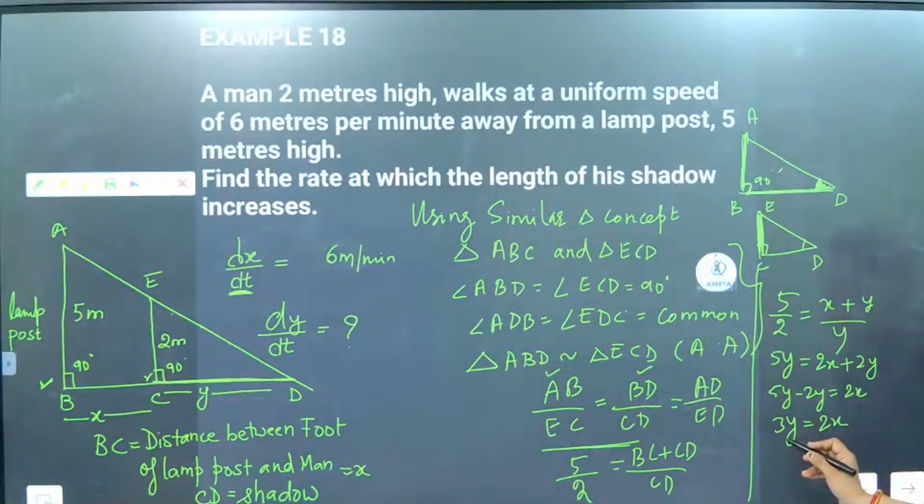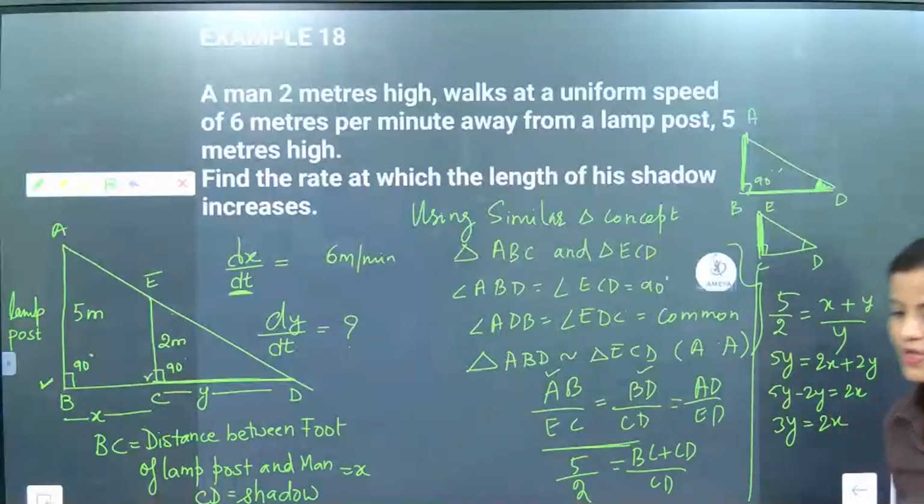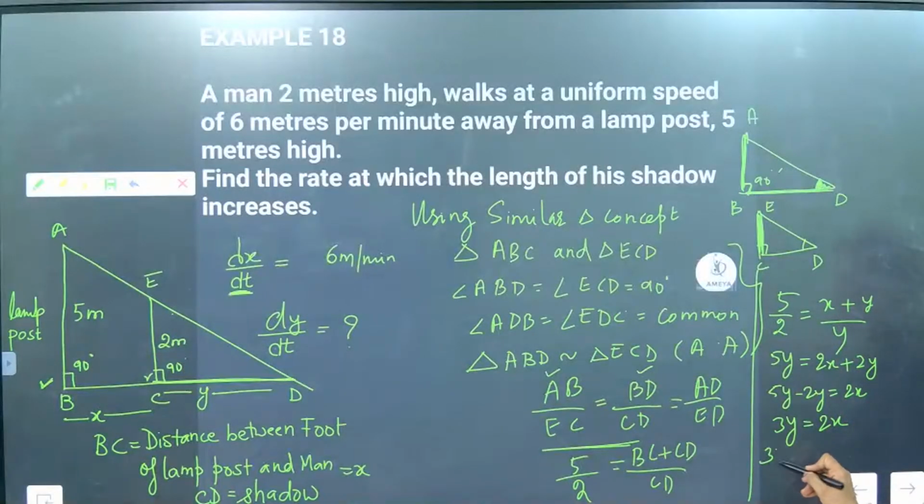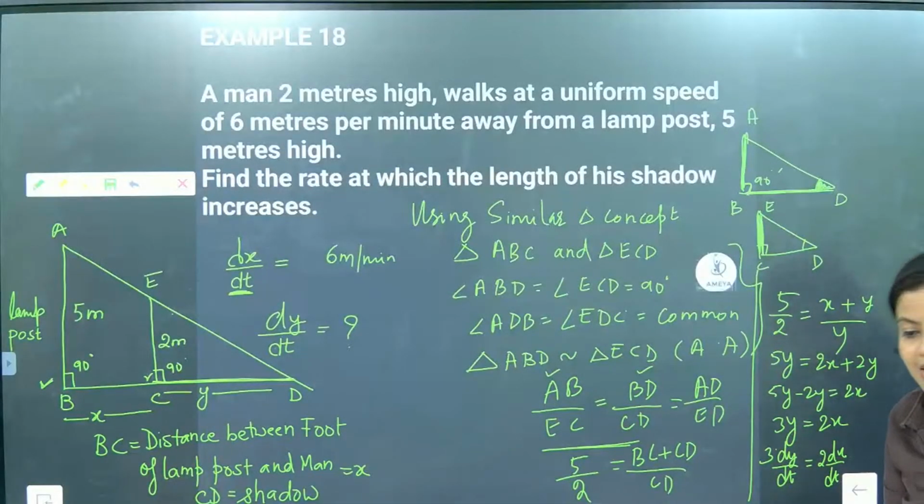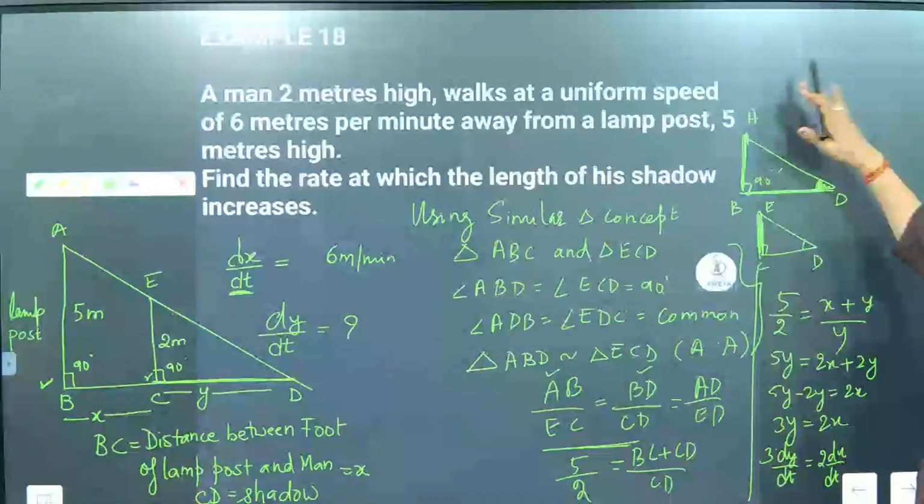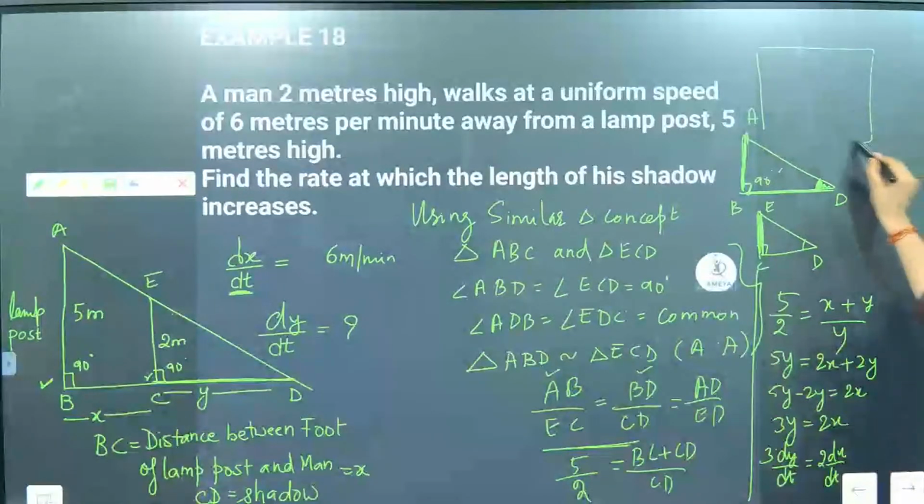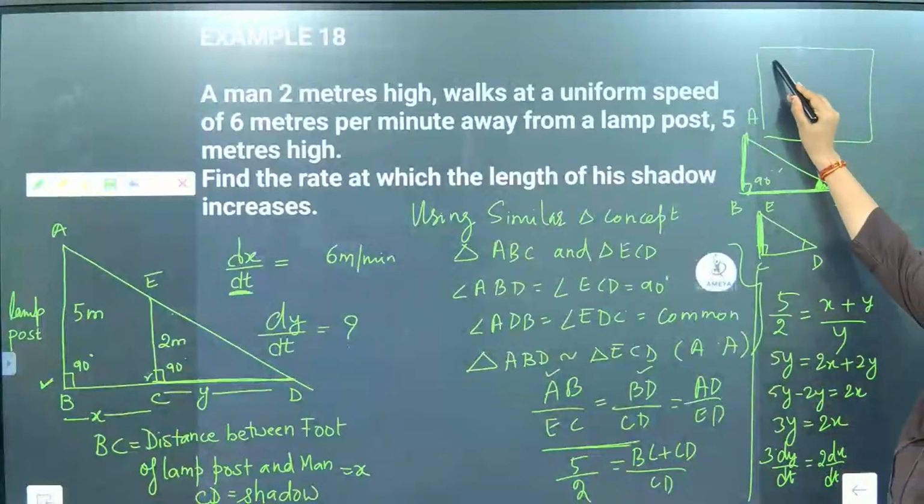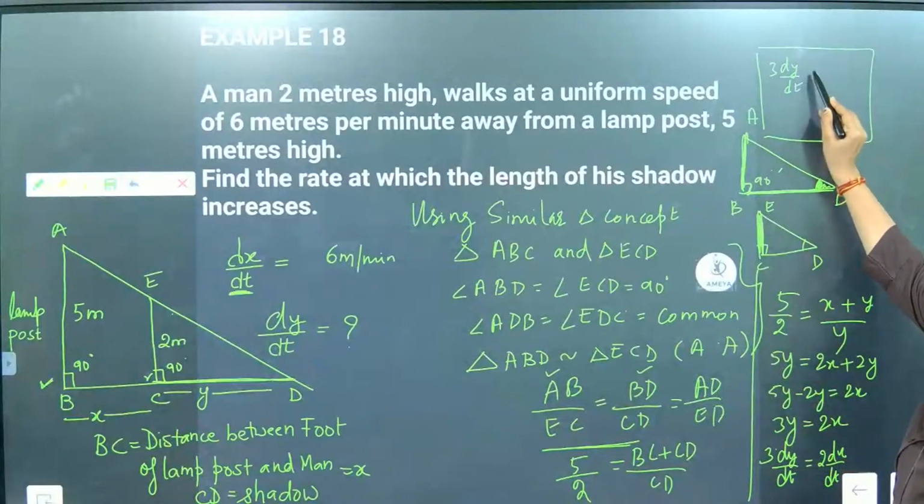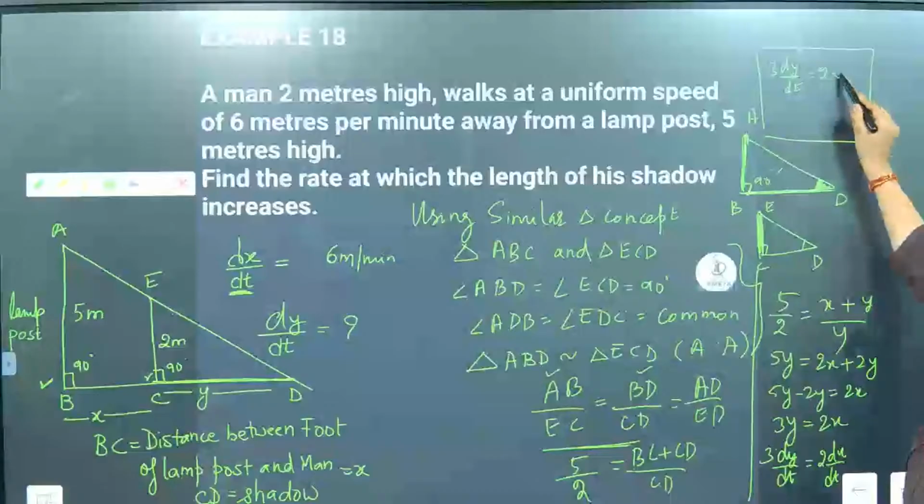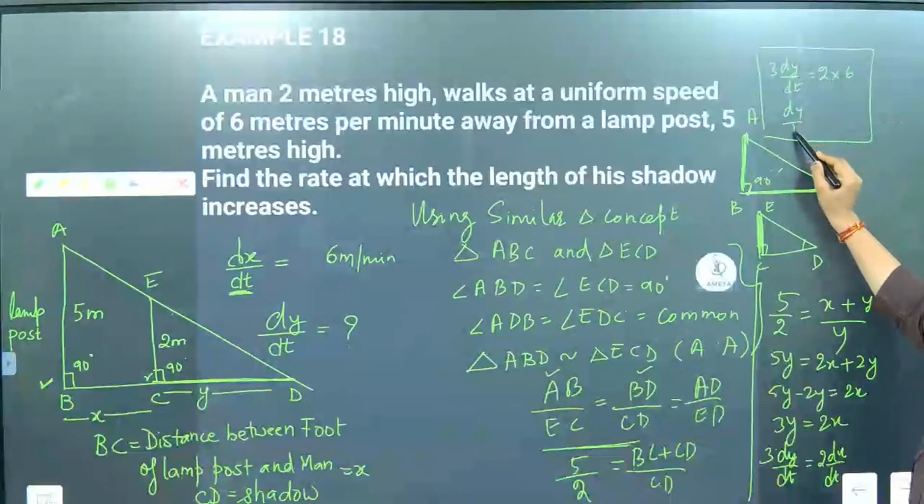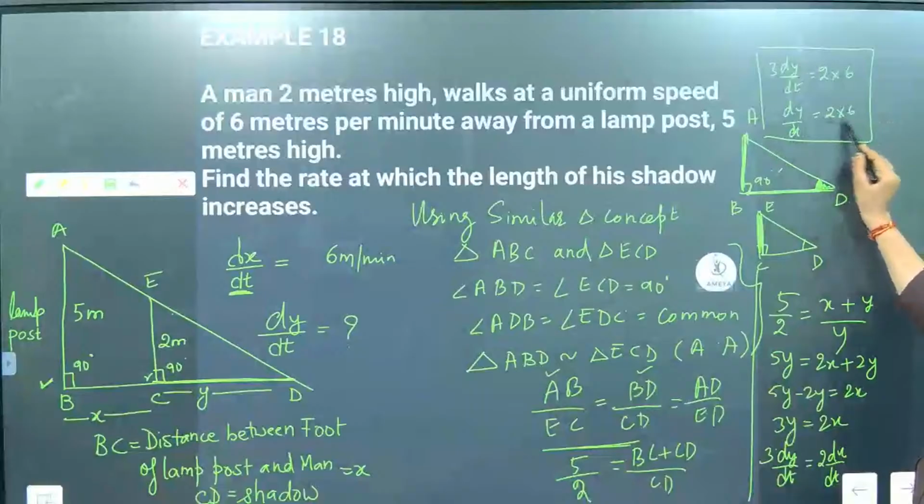Now beta, next part, what will we do? We will differentiate with respect to time. So differentiating with respect to time, it becomes 3 dy by dt is equal to 2 dx by dt. We have to find dy by dt, but we know dx by dt. What is our dx by dt, beta? 6. Now I think space is not there, so I am writing the final answer here, children. 3 dy by dt is equal to 2 dx by dt, whose value is 6. So dy by dt is equal to 2 into 6 by 3.